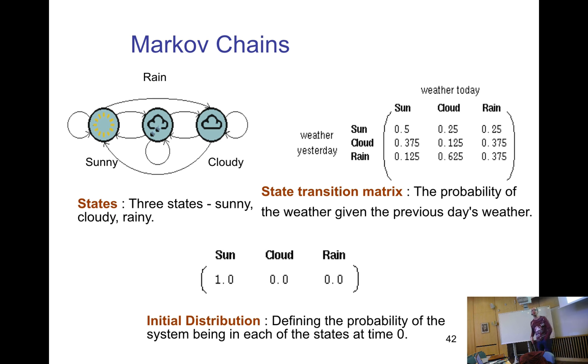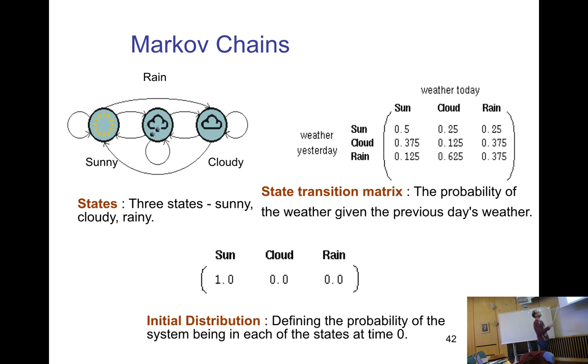Indeed, it goes up or it goes down. On the other hand, if it's rainy, it's 62% chance to be cloudy tomorrow. And 37% to keep on raining. And only 12% chance to get from rainy to sunny. So you can calculate this from observations. So you can basically generate a model.